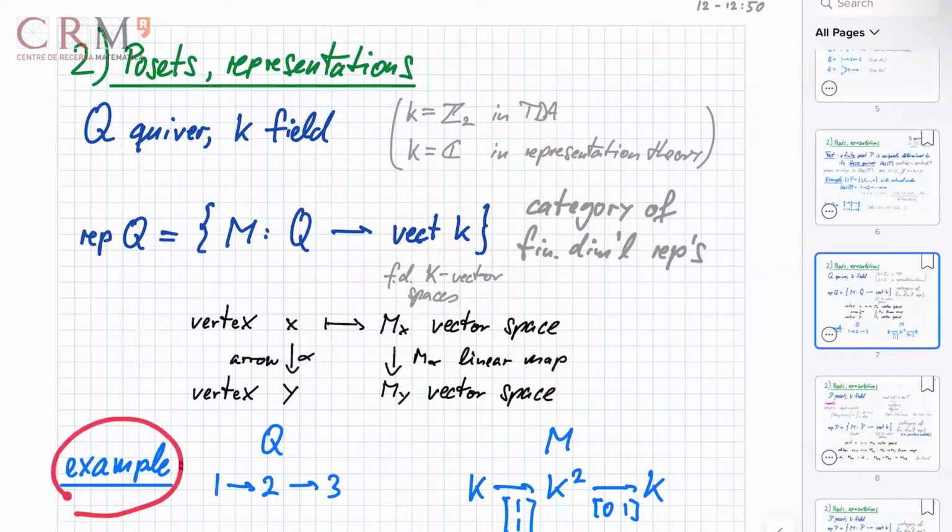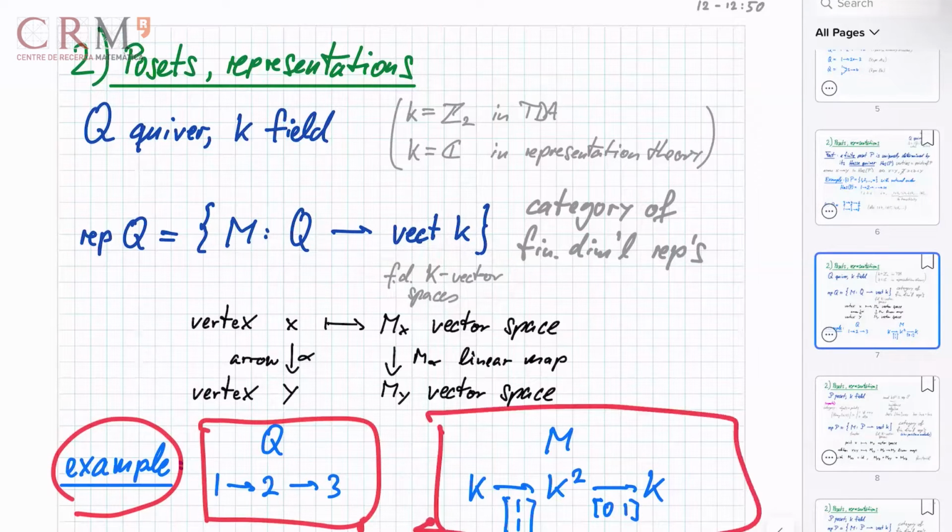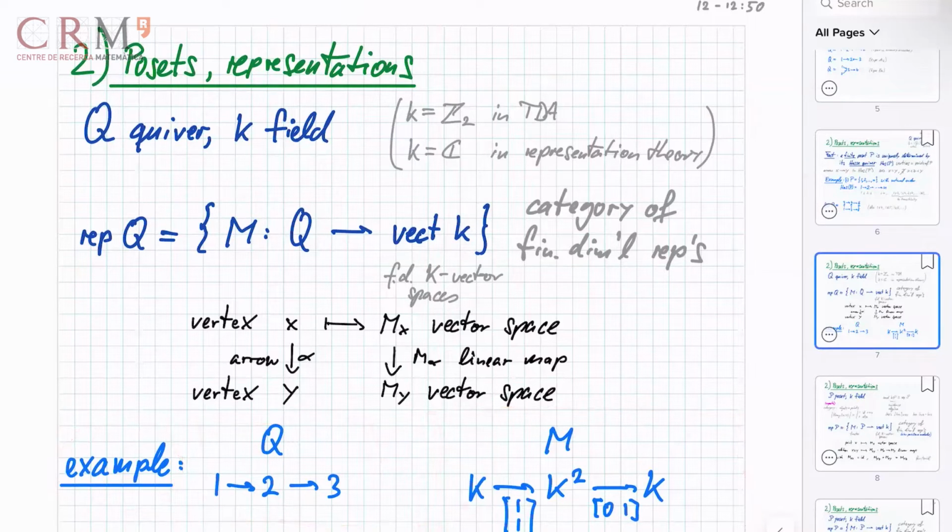Let me always give an example. So here's my quiver, type A3, vertices 1, 2, 3. Here's my representation. I give myself a vector space for each vertex, k squared, k. And in between them, I give myself two linear maps, which are here presented by matrices, this one and that one. This is a perfectly fine representation of that quiver. Good? Questions?